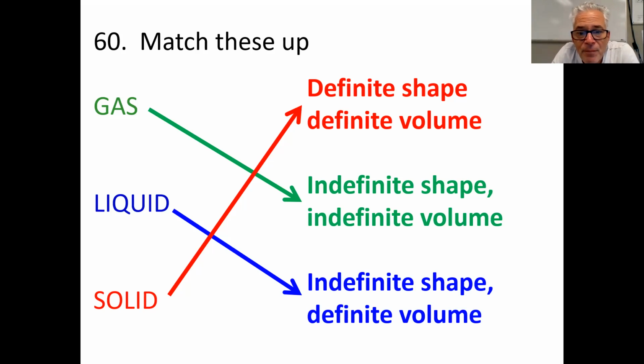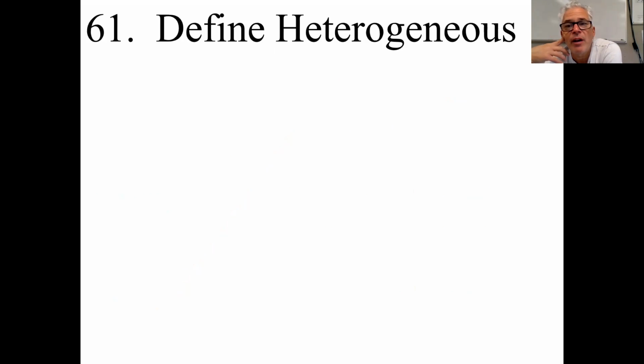Liquids are blue here. That means they have any shape. They'll take the shape of any container you put them in on the bottom, but they do have a definite volume. You can't squish them. And solids here are red. Solids, of course, have a definite shape. The shape does not conform to the container you put them in. They hold their shape, and they have a definite volume. They can't be squished.